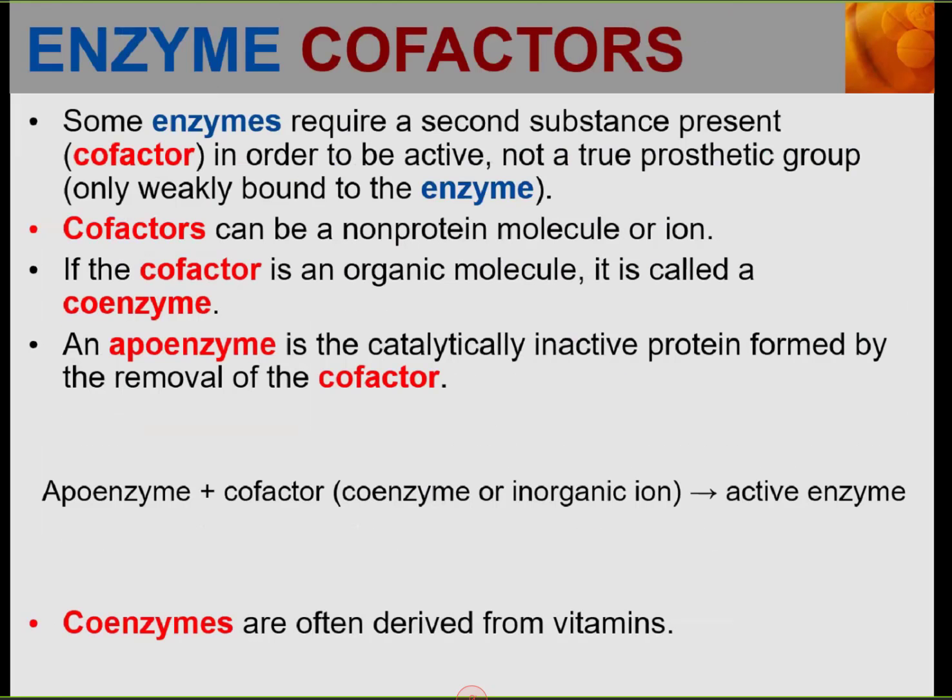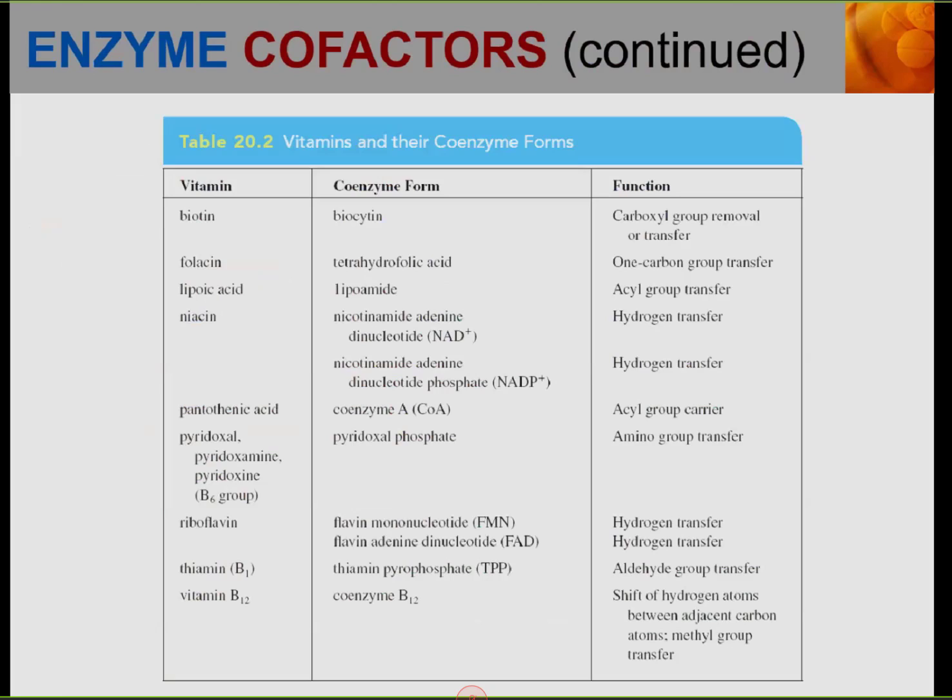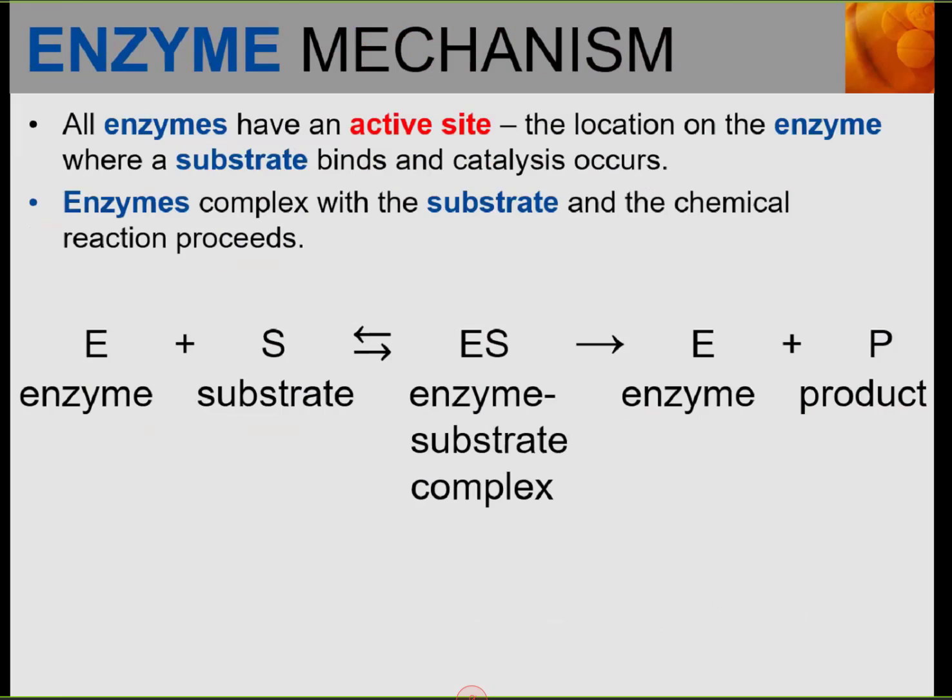Some enzymes require a second substance to be present, called a cofactor. And there are two kinds of cofactors. If the cofactor is an organic molecule, it's called a coenzyme. And if it's inorganic, like a metal such as calcium, then it's just called a cofactor. There's a list of vitamins and the coenzyme forms and what they do, and you certainly don't have to memorize it. I'm just going to skip over that biomedical portion.